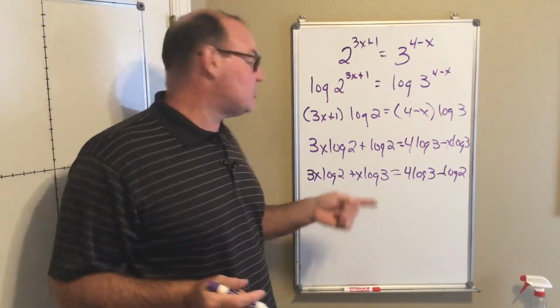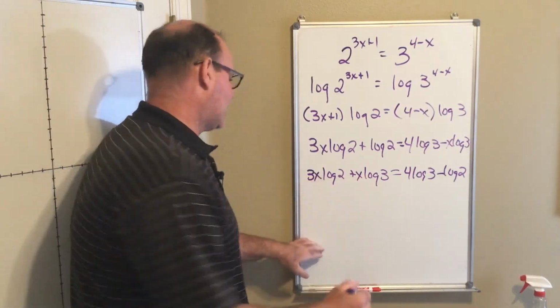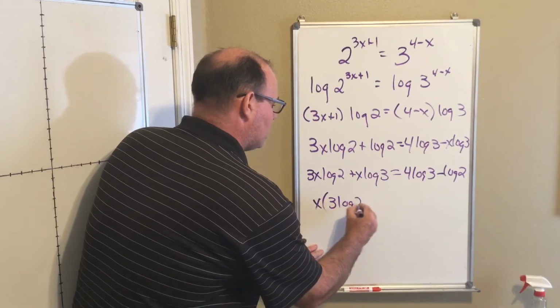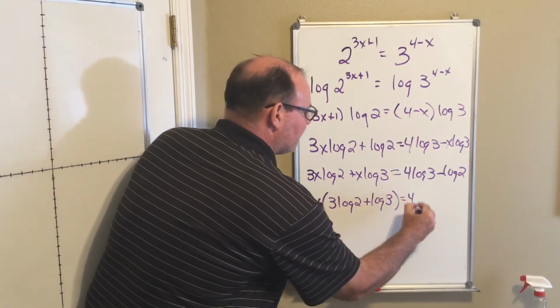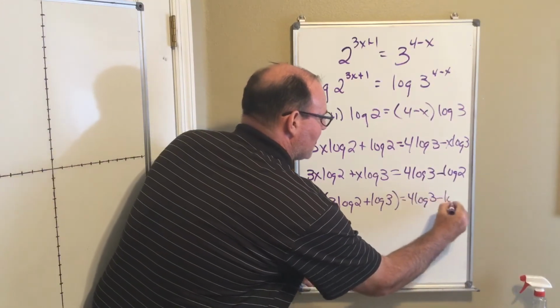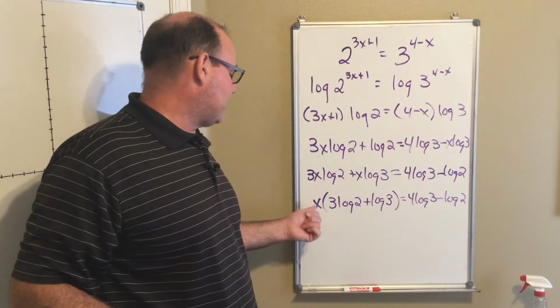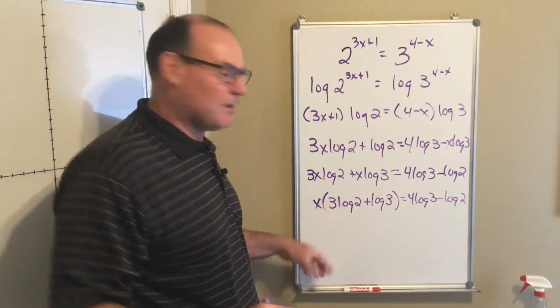So now what I'm going to do, just like the last problem, I am going to factor out the x. So I factor the x out here, and I have x times 3 log 2 plus log 3 is equal to 4 log 3 minus log 2. All of those are just numbers. And then the very last step is I want to get the x by itself. So I'm going to divide by this gross thing in parentheses.